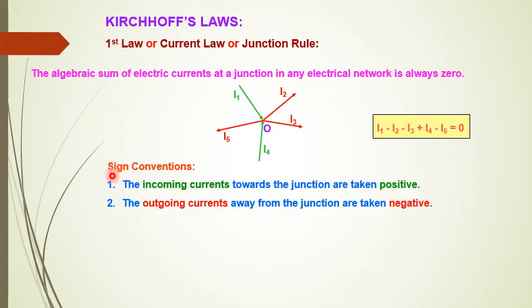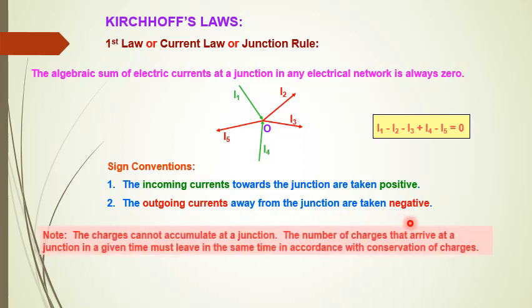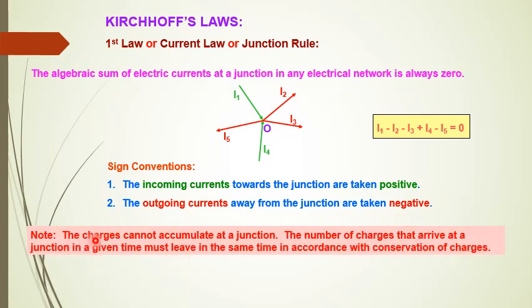Sign conventions. The incoming currents towards the junction are taken as positive. The outgoing currents away from the junction are taken negative. Note, the charges cannot accumulate at a junction. The number of charges that arrive at a junction in a given time must leave in the same time, in accordance with the conservation of charge.